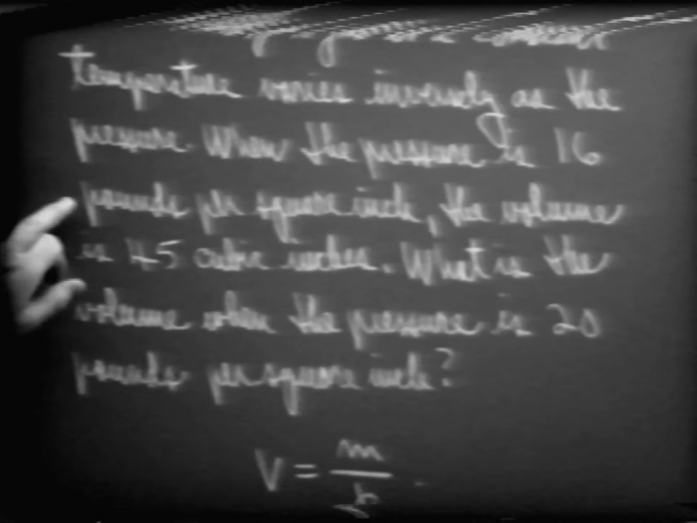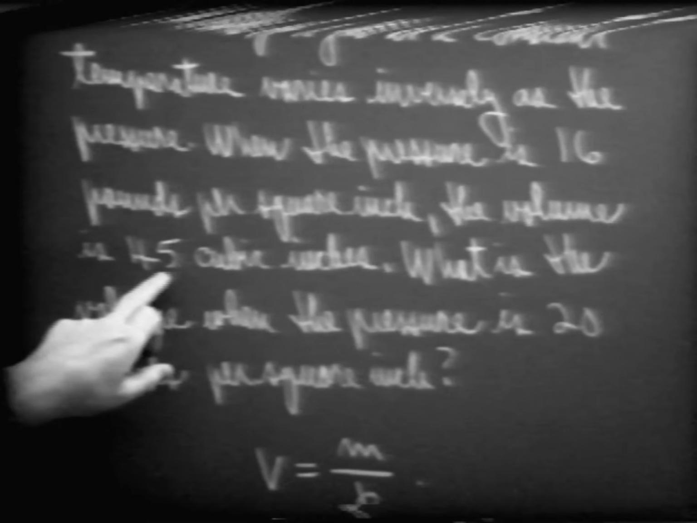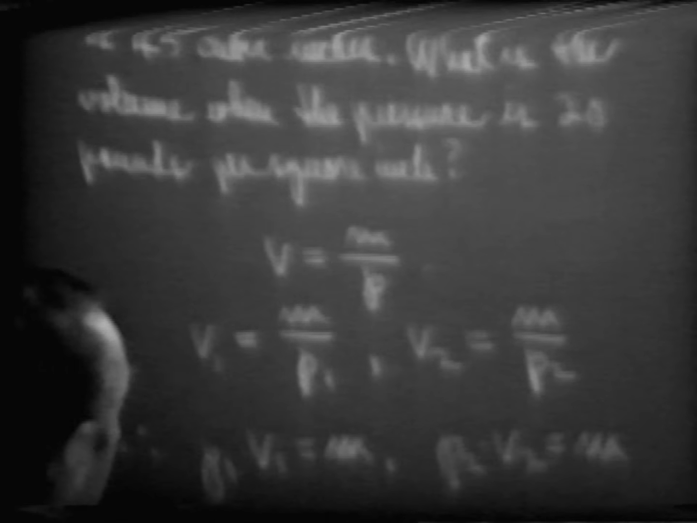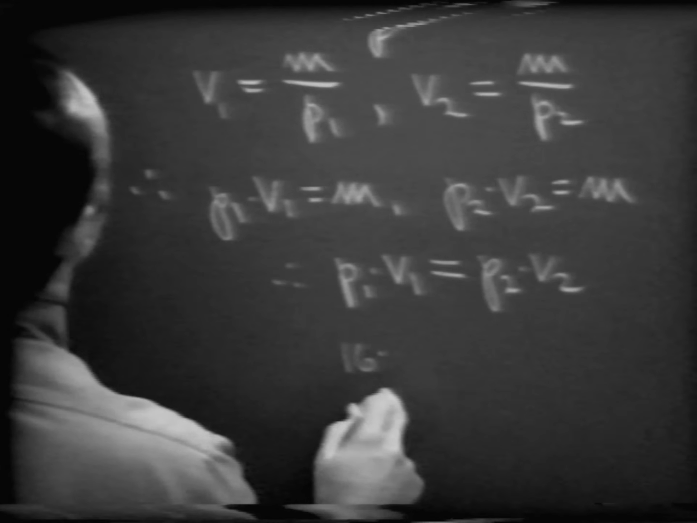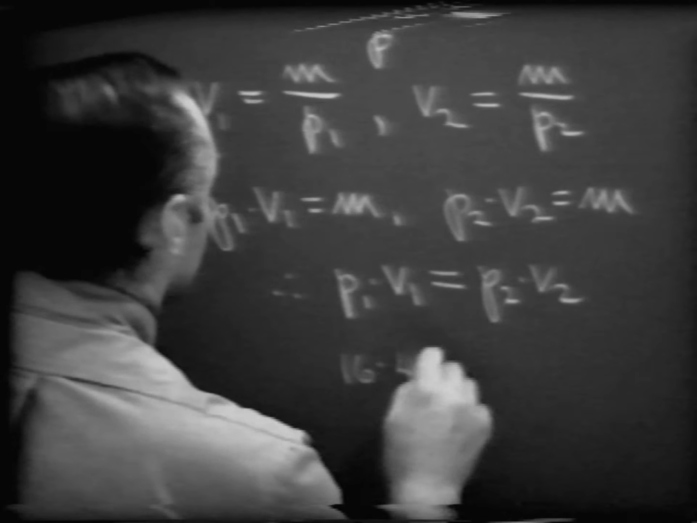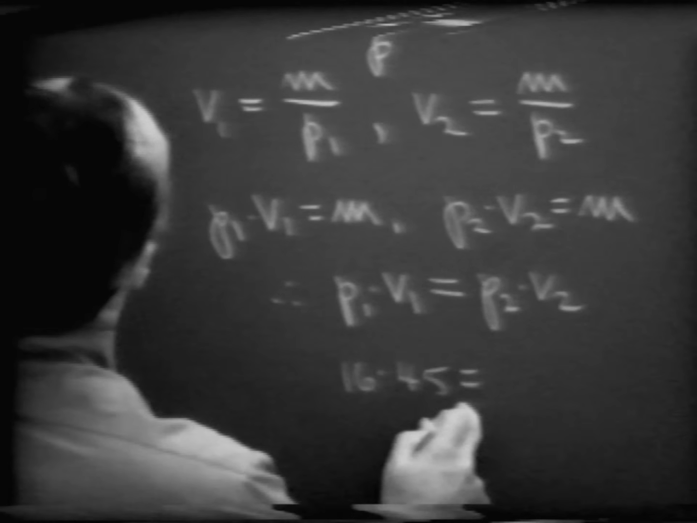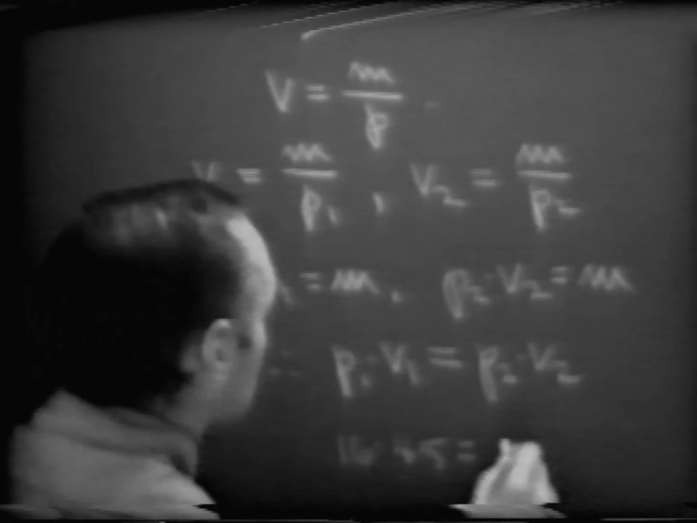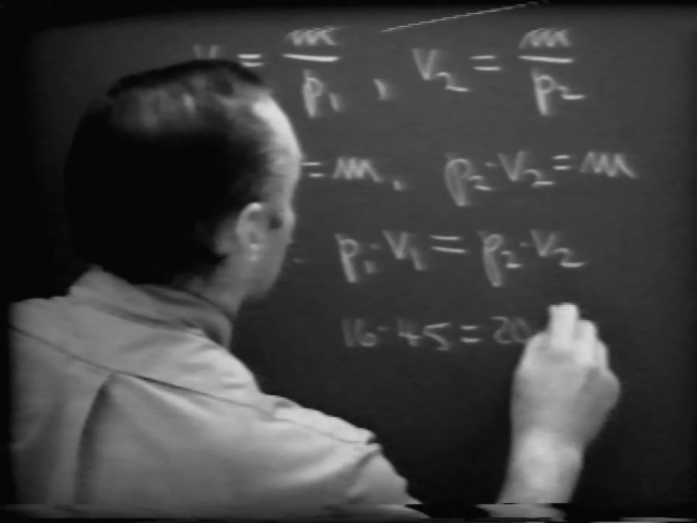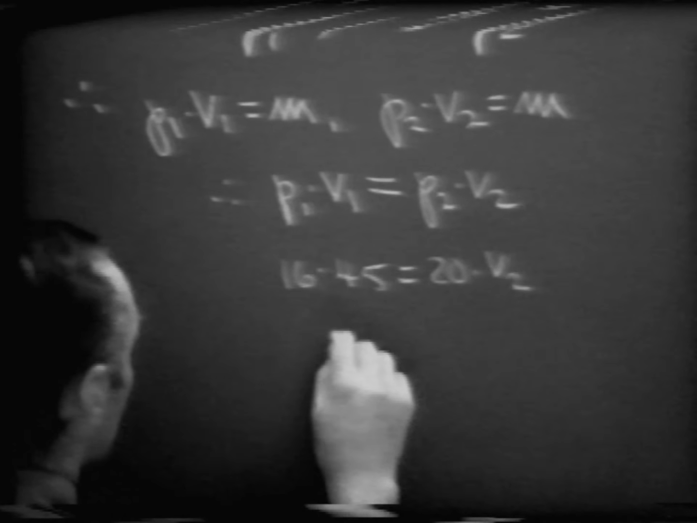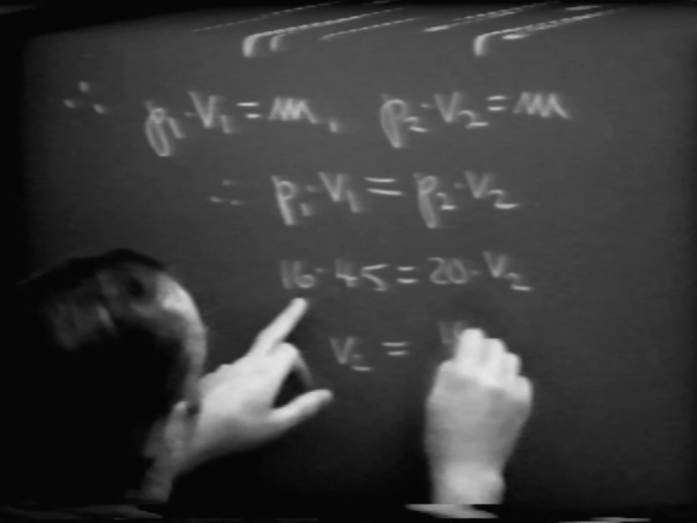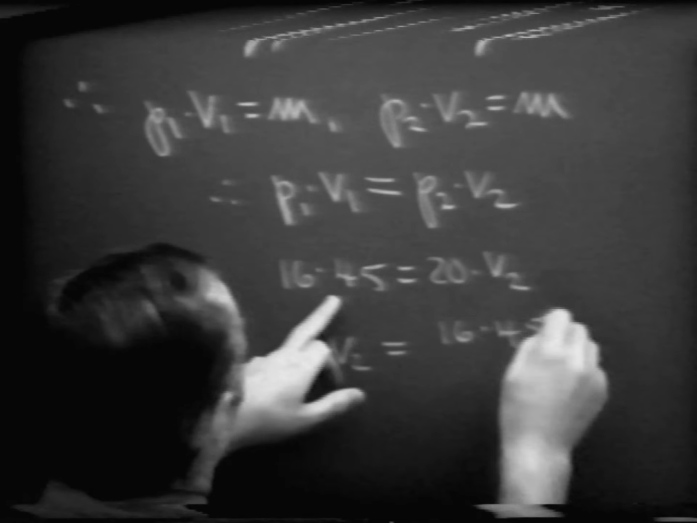When the pressure is 16 pounds per square inch, the volume is 45 cubic inches, all right? So when the pressure is what number? 16 times V sub 1 is what? 45 is equal to, what is the volume when the pressure is 20? So what then is P sub 2? 20 times V sub 2. Now let me rewrite this in a somewhat different pattern. Suppose we said V sub 2 then is equal to, let's write this as 16 times 45.